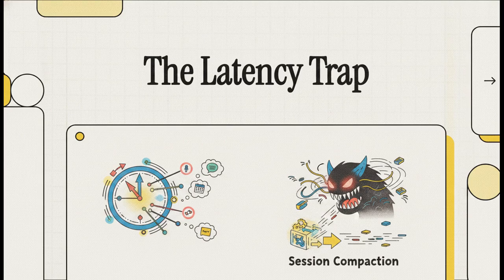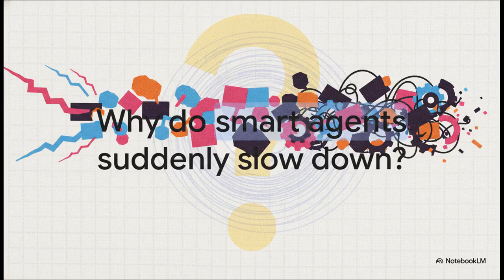But if you're a developer building these stateful systems, there is a hidden villain lurking in your production environment, and it totally threatens to ruin that entire magical experience. It's a nasty little phenomenon called the latency trap. And today, we're going to learn exactly how to beat it using a really powerful technique called session compaction. Okay, let's dive into this.